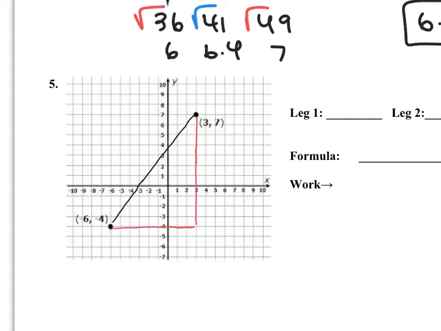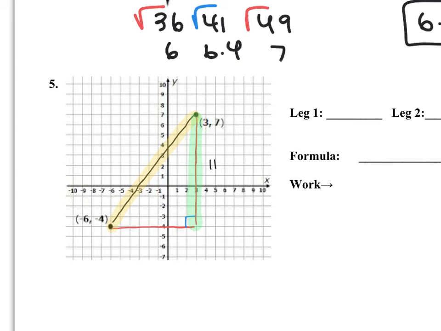And in doing this, I'm creating a right triangle. What I'm trying to find is this diagonal distance, which would be the hypotenuse of my right triangle. So first I've got to find my legs. I can count this way, which would be 1, 2, 3, 4, 5, 6, 7, 8, 9, 10, 11.